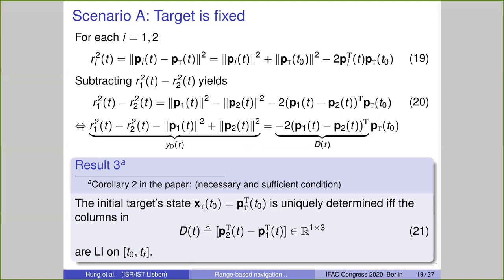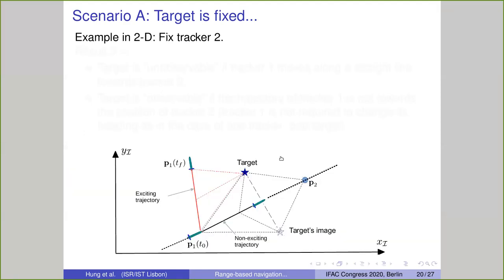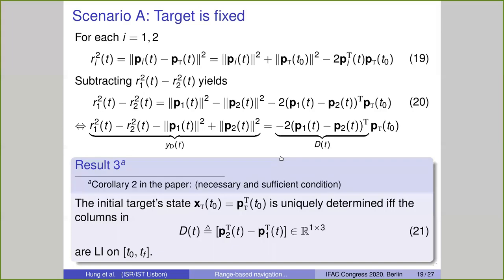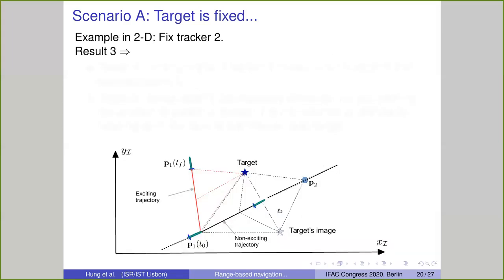It states that the initial target state, for this case the position of the target, is uniquely determined if and only if the columns in the matrix D are linearly independent on the interval T0 and TF. The proof can be done similarly to the previous case. What is the geometrical interpretation of this result?